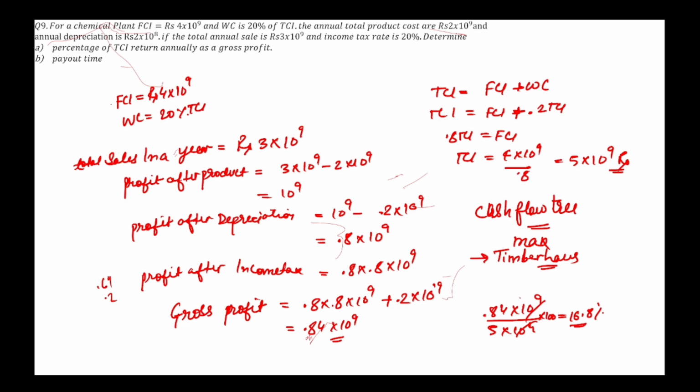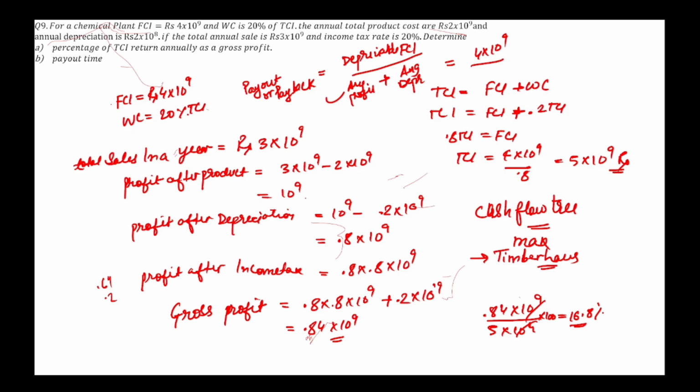So we know that the payout time formula is straightforward. Payout or payback is equal to depreciable FCI divided by average profit per year plus average depreciation per year. So depreciable FCI is 4 into 10 to the power 9. Average profit per year, we just calculated.